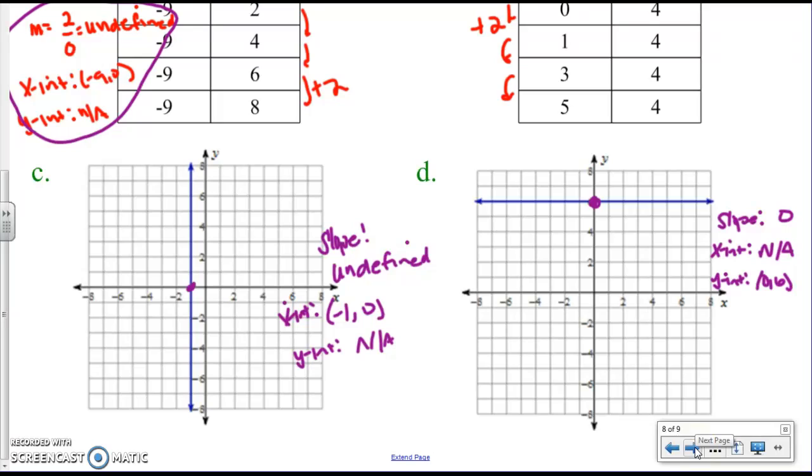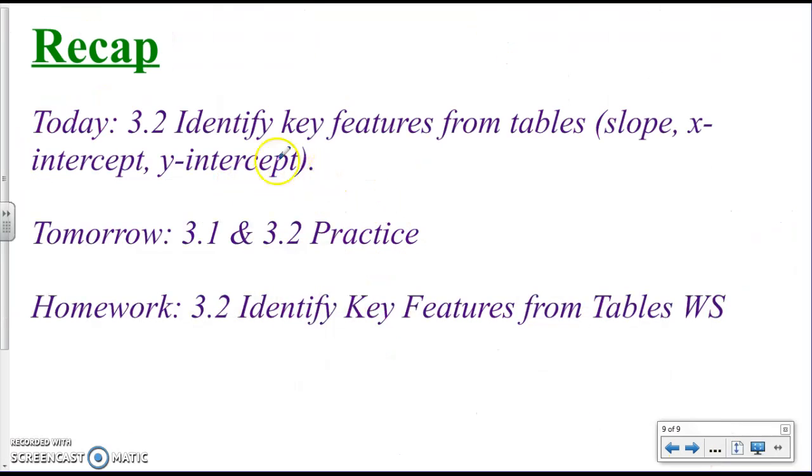These are a little bit trickier, so we're going to spend some more time talking about it when we get to a point where we're going through this in class. So just to recap, we talked about identifying key features from tables. Tomorrow you're going to get some extra practice, which might be Tuesday for some of you. And then your homework is just to identify key features from tables.